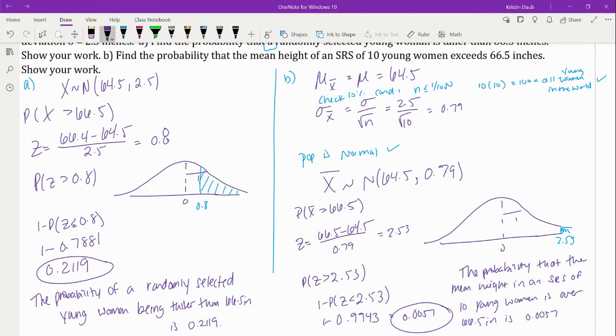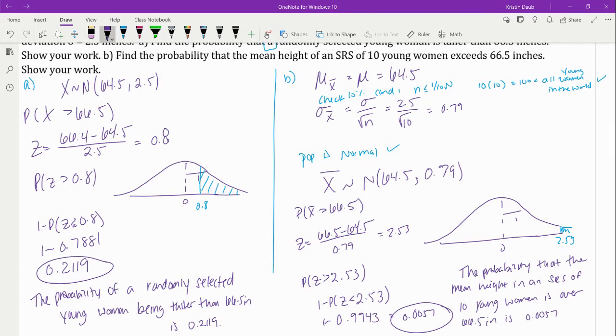In part B, remember we're taking the average. We want the average to be over 66.5. It's about a 0.5% chance that this is going to happen, as opposed to the 20% chance that the answer in part A occurred. Different values, different possibilities here. Make sure that you have the interpretation, and I used a very similar interpretation from the wording of the question: the mean height of an SRS of 10 young women being over 66.5 inches. Make sure you have the inches on there.